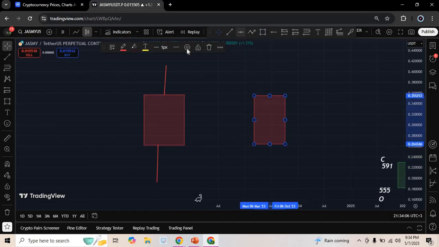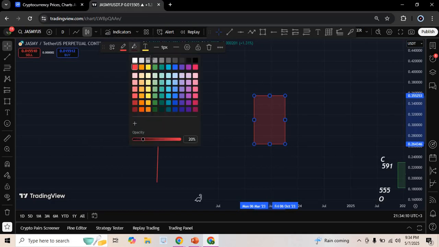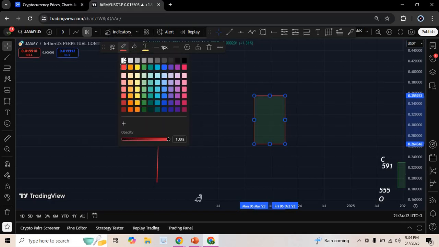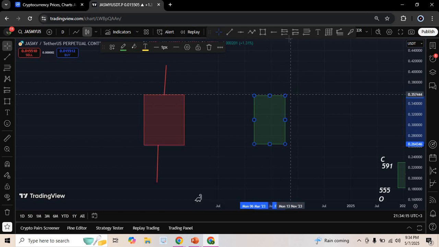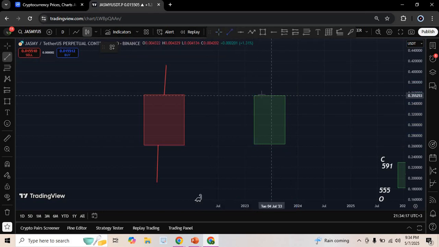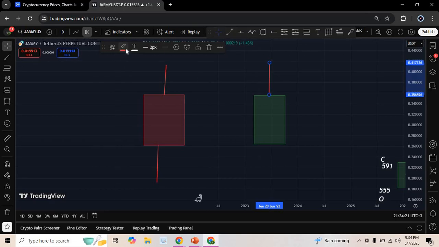Whether it's a bullish candlestick or a bearish candlestick, the highest price will be represented by the upper wick, and the lowest price will be represented by the lower wick. That is what remains constant, not the opening price and the closing price.